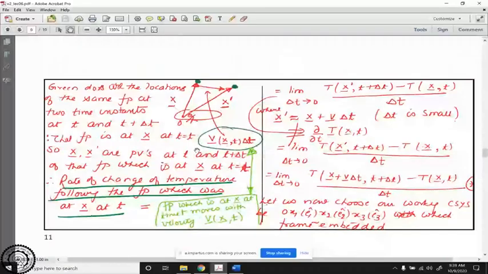Okay. So the green dots are locations of the same fluid particle at two time instants now. So I am correcting my course of action. I am now following the fluid particle. Green dots are locations of the same fluid particle at two instants. What same? The fluid particle which was originally at x at time t, and then the same fluid particle is at x prime at t plus delta t. And these two vectors differ by v at x, t times delta t.